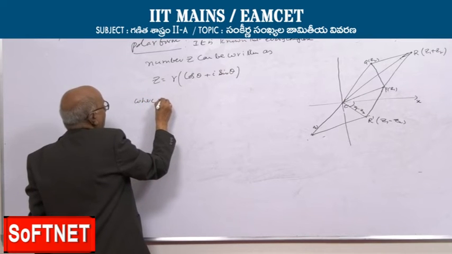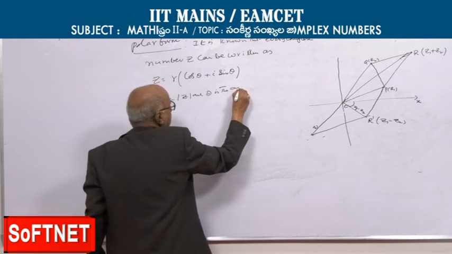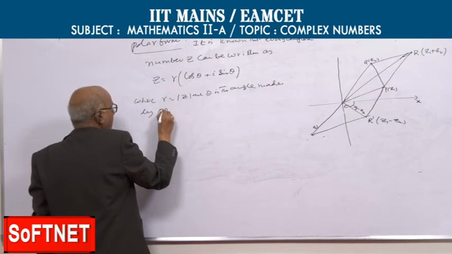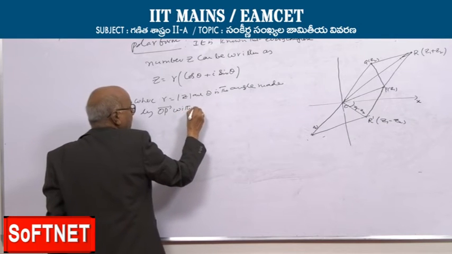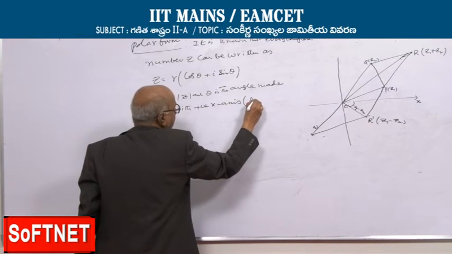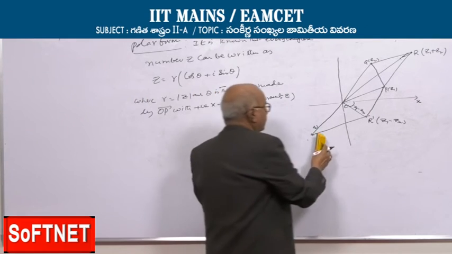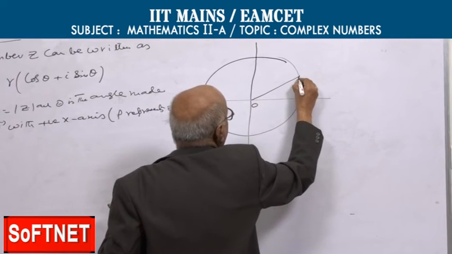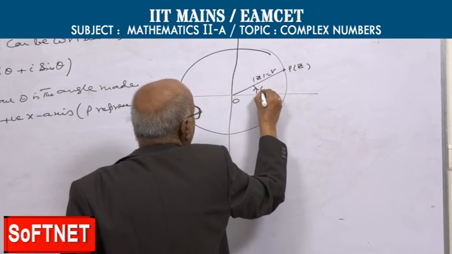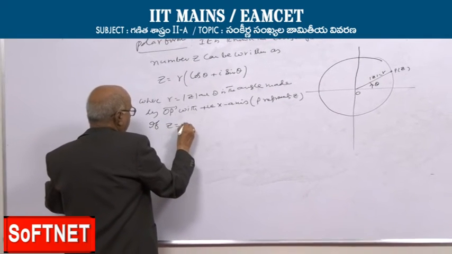where R is nothing but mod Z and theta is the angle made by OP bar with the positive x-axis. P represents Z itself. That means origin, and suppose this is P(Z). So this is the modulus, that is equal to R, and this angle is theta.